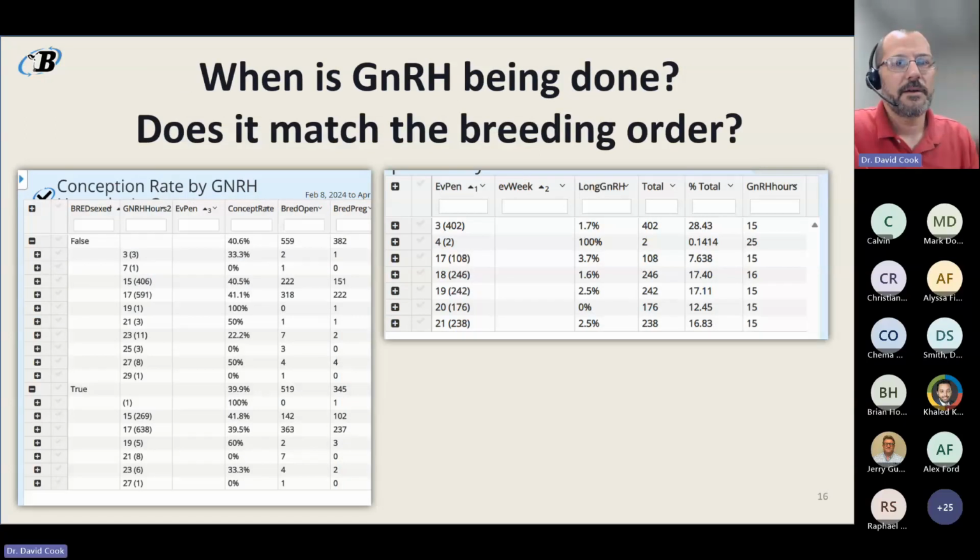Another place you can look with some of the processes that are going on at a farm is the GNRH. Here is an example of the GNRH report. If I open it up, the first thing is it separates out the sexed versus non-sexed semen breedings, and then the number of hours for GNRH. And on this farm, it's mostly 15, 17 hours for both of them, and you don't see a lot of difference in the conception rates between them.